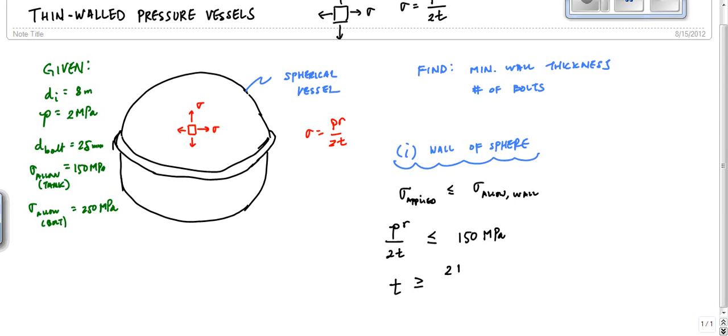PR, which is 2 megapascals times the radius, which is 4 meters, divided by 2 times 150 megapascals. That gives me 4 divided by 150 meters, which, if you convert to millimeters, is 26.67 millimeters. That was way too easy.